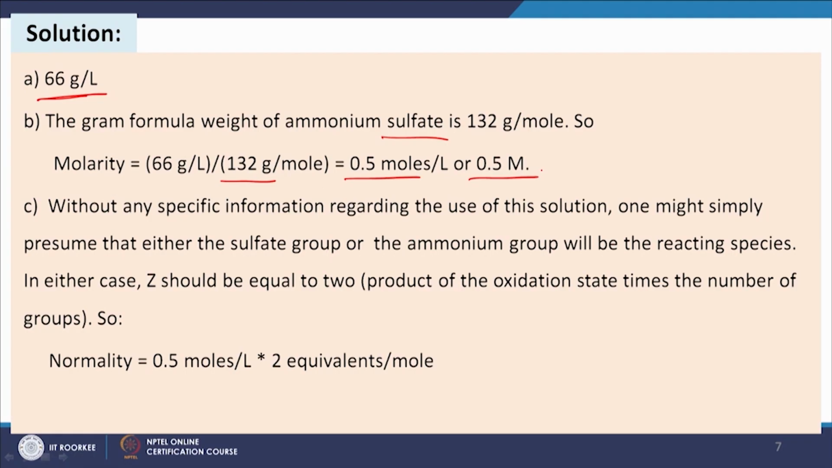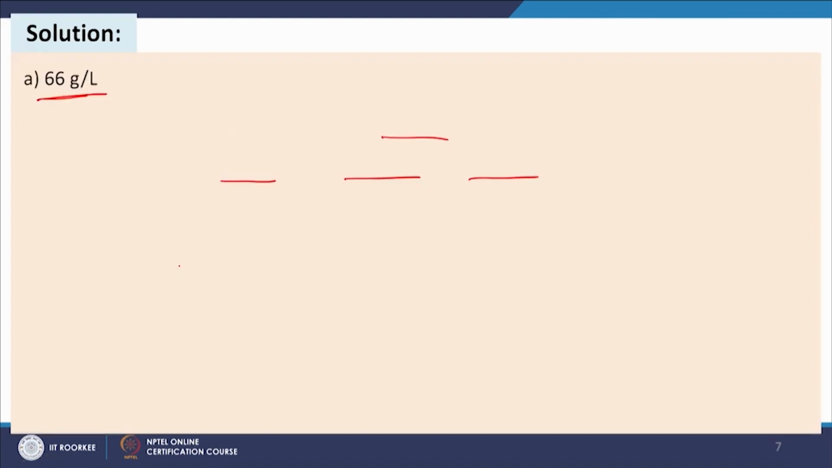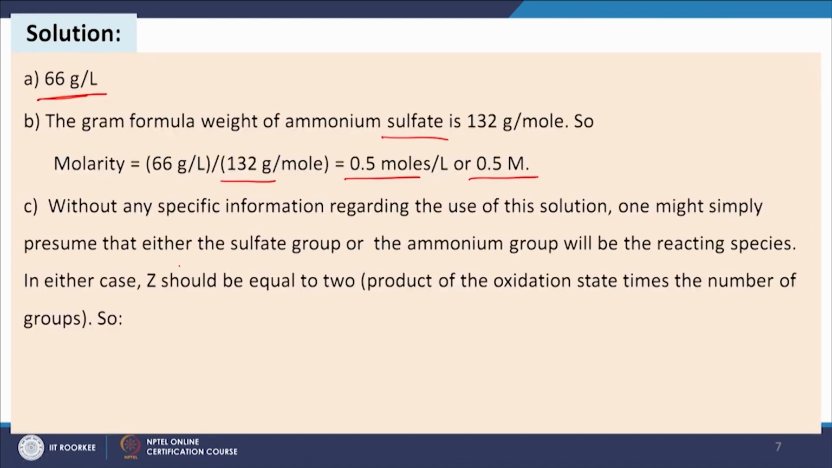So, with respect to molar, which we are asked in part B, moles per liter, that is molar, and that was gram per liter. So, we are able to find these, and then the third is equivalents per liter. What we will do in this case: equivalents per liter, that is normality. That is the molar strength times 2 equivalents per mole, because ammonium sulphate has 2 valency.